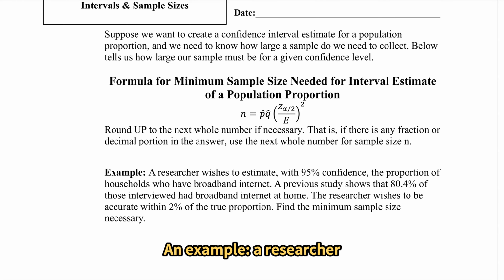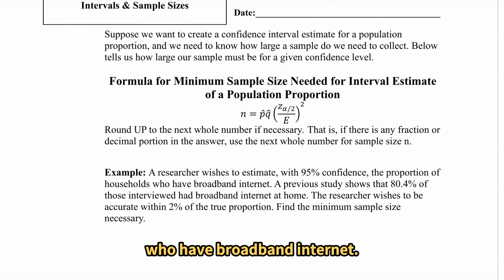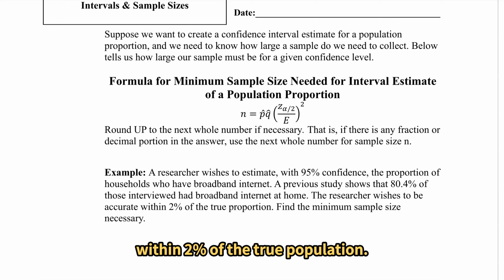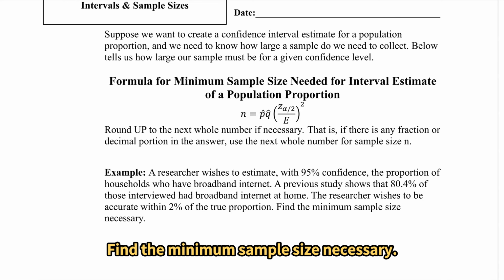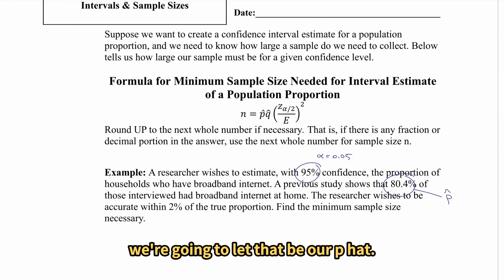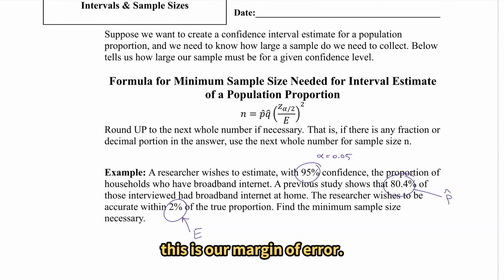An example: a researcher wishes to estimate with 95% confidence the proportion of households who have broadband internet. A previous study shows that 80.4% of those interviewed had internet at home. So the researcher wishes to be accurate within 2% of the true population. Find the minimum sample size necessary. We have our confidence level. Alpha will be 0.05. A previous study, we're going to let that be our p-hat. The researcher wishes to be accurate within 2%. This is our margin of error.